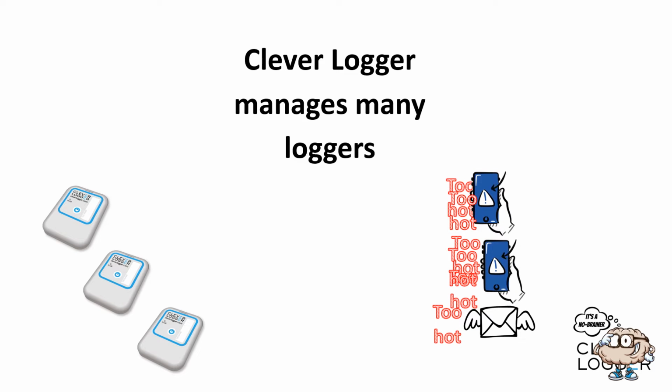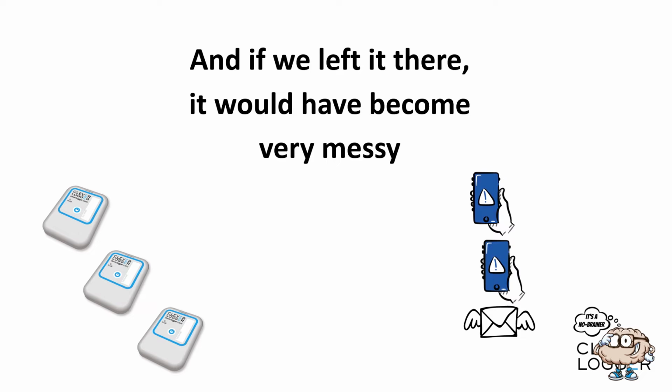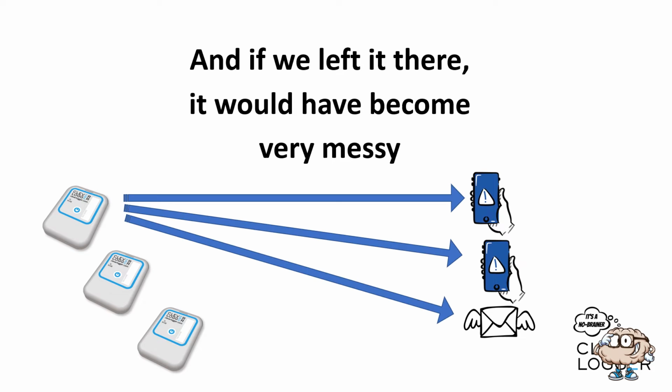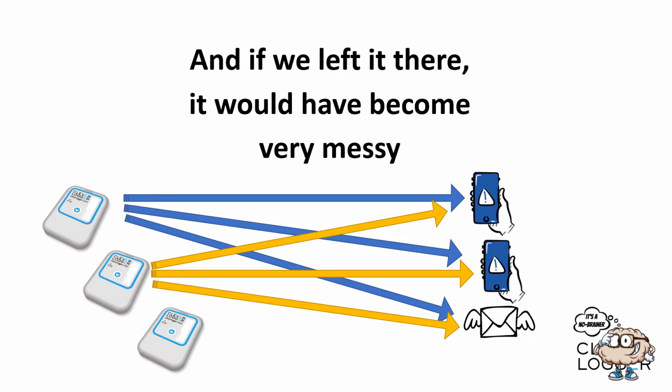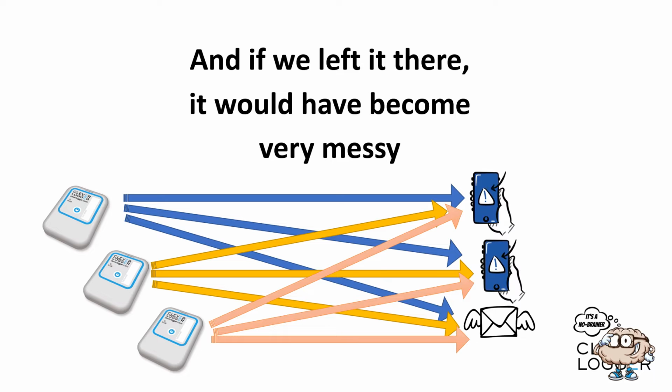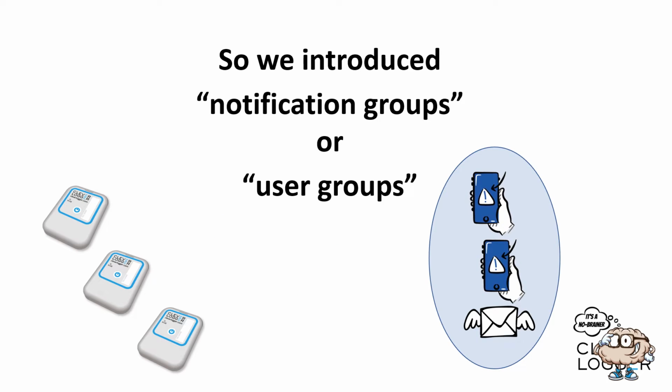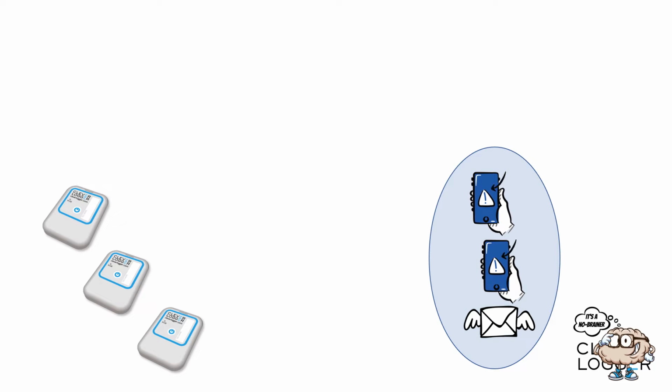So that's what Clever Logger does. But where things start to get a little bit messy is when you have a lot of loggers and a lot of people using the system. In this case, just having 3 loggers and 3 different ways of notifying people means that you suddenly end up with all these different combinations. So we introduced the concept of notification groups or user groups to try and simplify how the system is configured. Instead of focusing on individual users, we group them together.